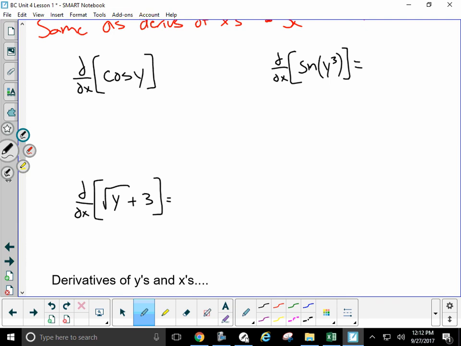Take the derivatives of these three, and then look up on the board and make sure you got them correctly. And be careful with the second one, but again, treat it like you have x's. You know you have to use the chain rule if you have the x's on sine of x cubed. Take the derivative of it, include a dy dx on the end.